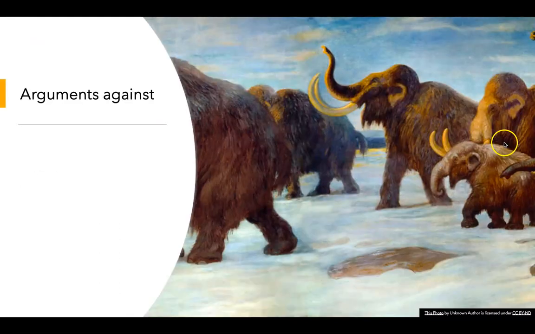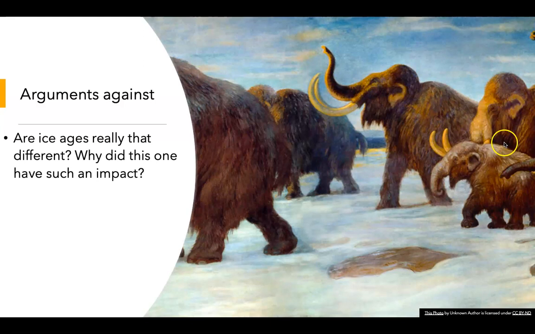But there are also arguments against that idea, and one of the main ones is that we've had lots of ice ages before, and this ice age, the most recent one, probably wasn't any different to the ones before. But that then raises the question of why this particular ice age had such a large impact. We know that megafauna survived through ice ages before, but what was it about this one in Australia that ended the majority of our available megafauna?